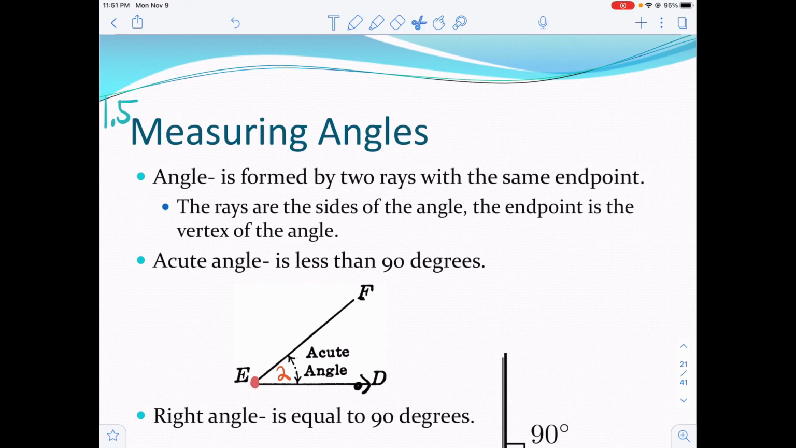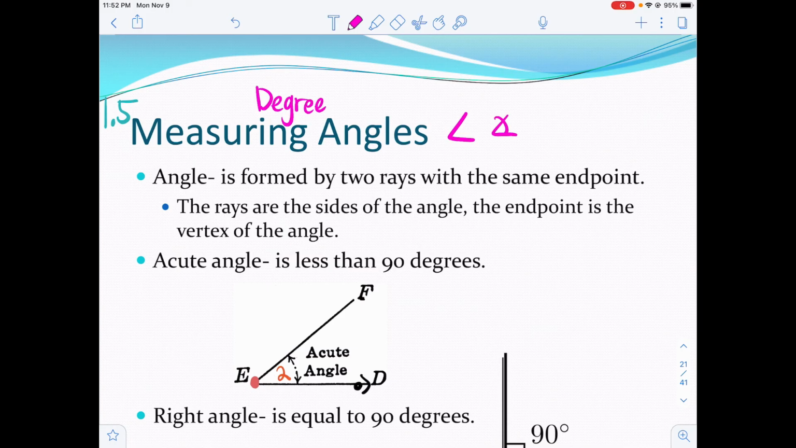Welcome guys, this is 1.5 measuring angles. So today we're going to learn about angles, which is my favorite, and I just want to start off by saying that angles are measured in degrees. So let's go ahead and write that down. The other thing we want to know is that for angles the symbol looks like this, or the one that I will always use looks like that.